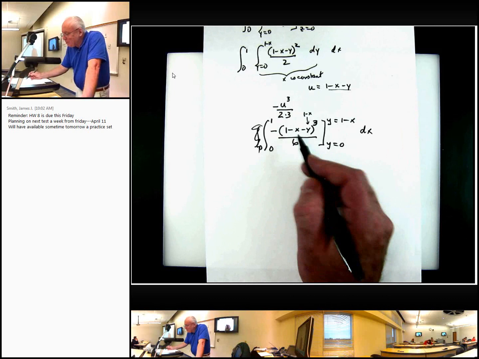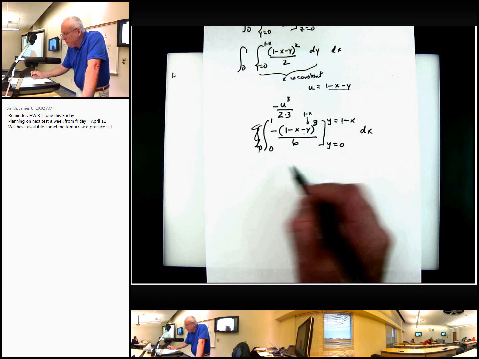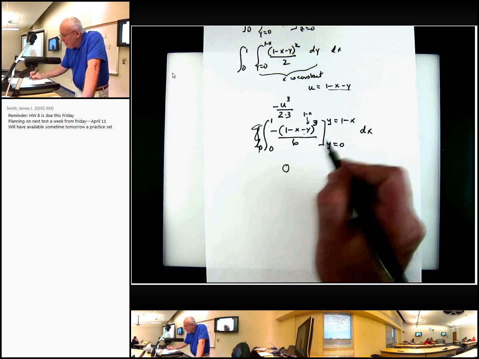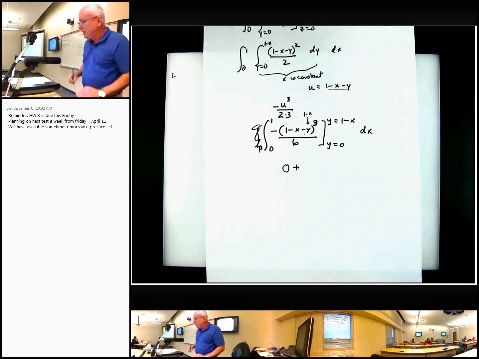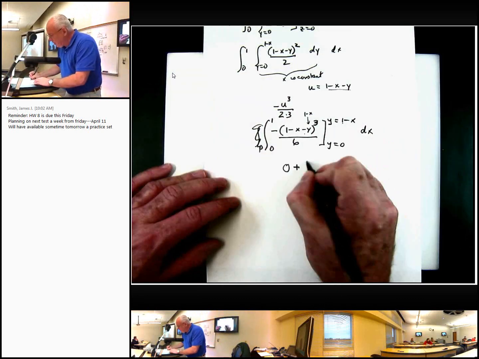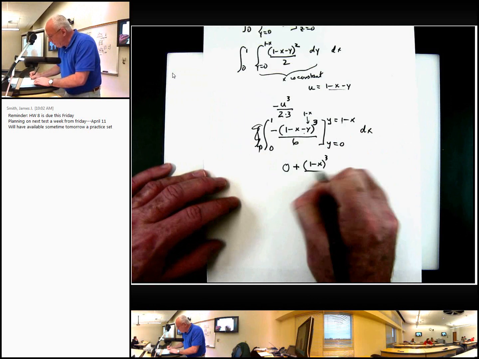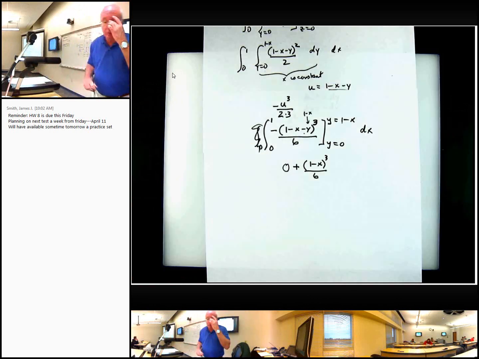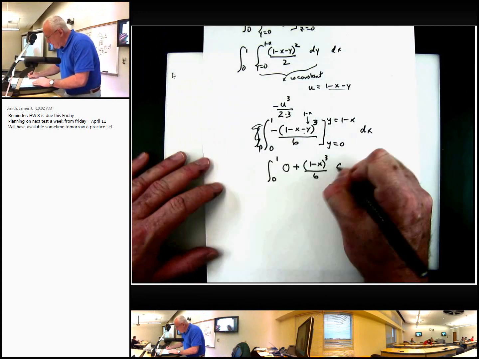So anyway, plugging in the top part, we certainly do get 0. And then we have to be careful here. We've got a negative, so that's going to become a plus when I subtract. And now we plug in the 0 here for y, so I'm going to get 1 minus x raised to the third power over 6. Okay, so that's not too bad, 0 to 1 dx.